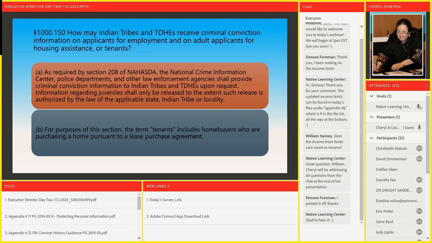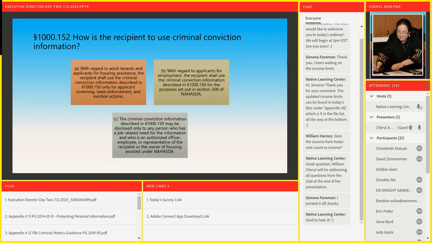Okay, as required by Section 208 of NAHASDA, the Crime Information Center, police departments, and law enforcement agencies shall provide criminal conviction information to tribes and TDHEs upon request. Information regarding juveniles shall only be released to the extent such release is authorized by law in the applicable state, Indian tribe, or locality. So how is the recipient to use that criminal conviction information? With regard to adult tenants and applicants for housing assistance, you shall use the criminal conviction information described at 1150 only for applicant screening, lease enforcement, and eviction actions.